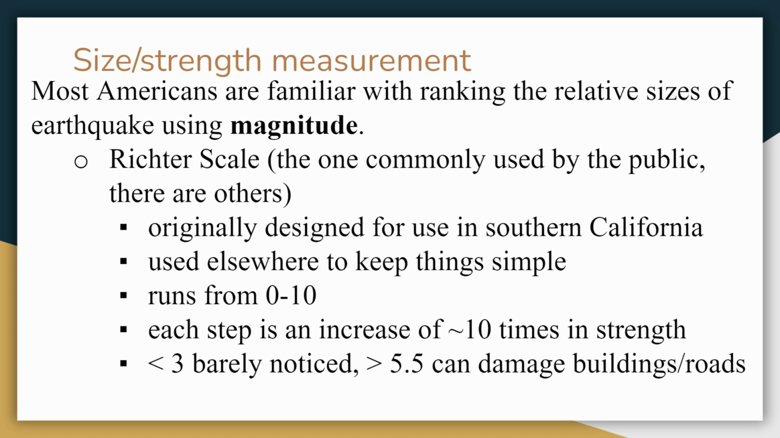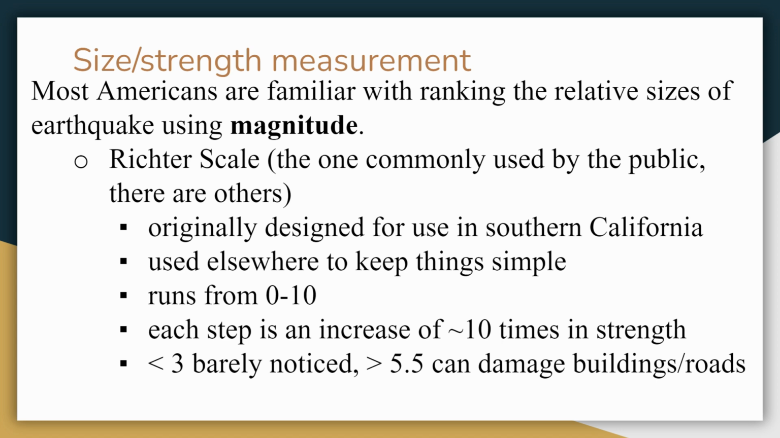It goes from 0 to 10, so it caps out at a strength of 10. You're not going to get an earthquake that's above a 10 on the Richter scale. We go 10 times increase in strength on this scale, and then a 3 is barely noticeable. A 5.5 is strong enough to damage buildings and roads. Higher than that, you're going to start having death rates. You're going to have buildings falling over, all kinds of bad things happening.